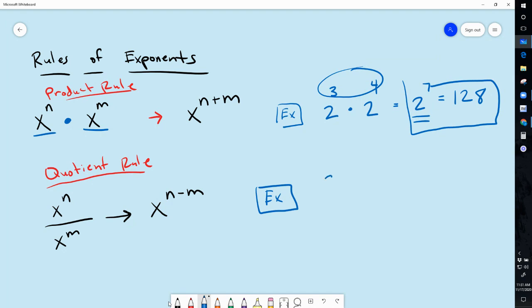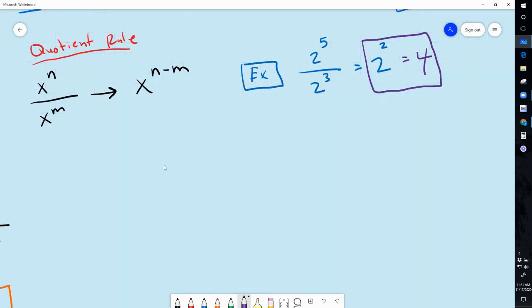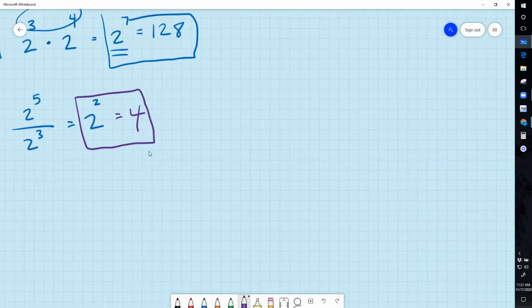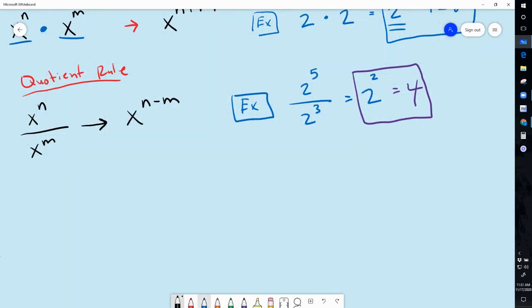If I had 2 to the 5th power divided by 2 to the 3rd power, 5 minus 3 is 2, and I'd get 2 to the 2nd power. Recall my base is the same, and so this is basically it simplified down. Okay, so there's the first two rules. Make sure you're writing these in your notes. These are very important. These will be on the final. Okay, they will be on the final. This should be review. I think we talked about this in IM1.